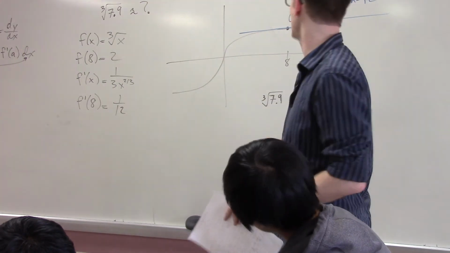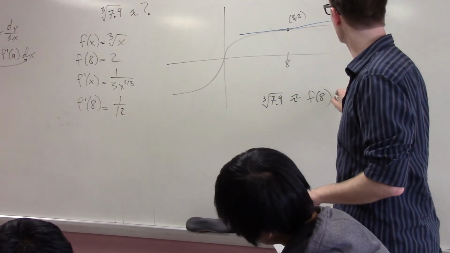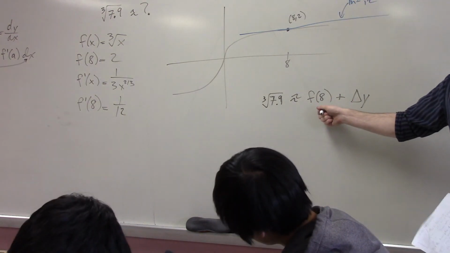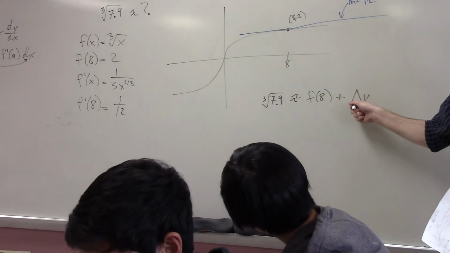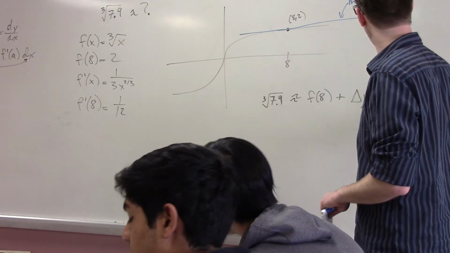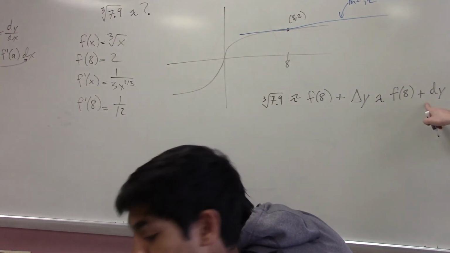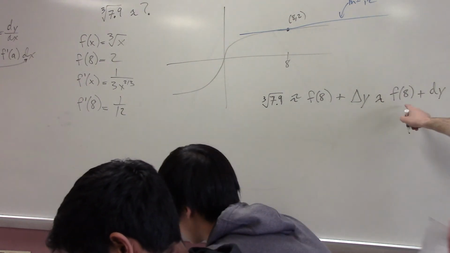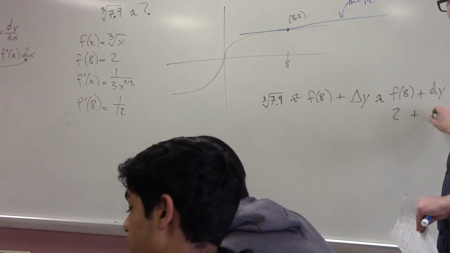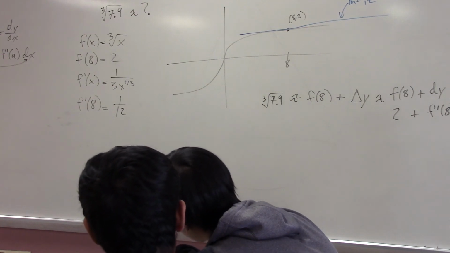Well, here's the way you do this. I can finish in 30 seconds. It is basically f of 8 plus the change in y. So it's the current value of the function at 8 plus the amount by which the function changes. Yeah? Okay, and this is approximately equal to f of 8 plus the predicted change in y. Well, f of 8 is 2. What is the predicted change in y? Well, the predicted change in y is just the derivative at 8 times the change in x.